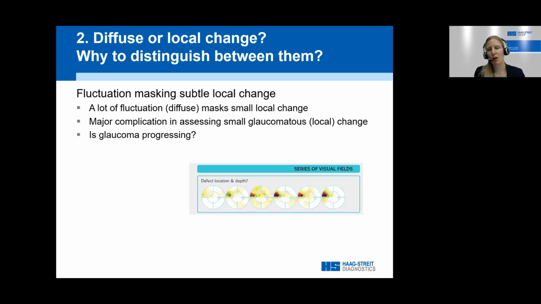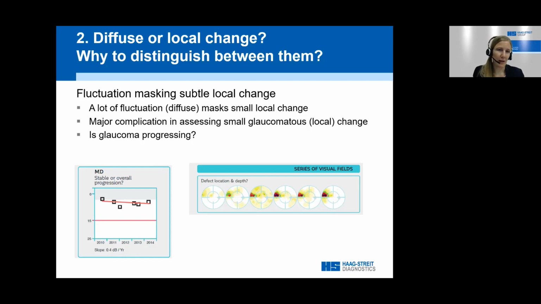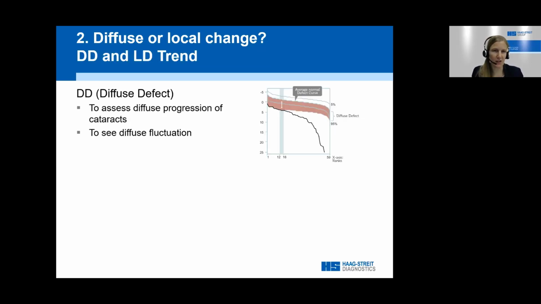And the other instance is if you have a lot of fluctuation, and we talked about all this unreliable patient behavior, this, oh, I had a bad day, performance issues, they lead to diffuse loss. And then it gets very hard to find real local progression, like in this case. Because here, the real clinical question is, is this glaucoma patient progressing or not? And you see the third field has a lot of diffuse loss. MD seems to be stable, at least there's no significant change, but you also see a lot of variability. Of course, I would exclude that third field, just see how that changes the analysis.